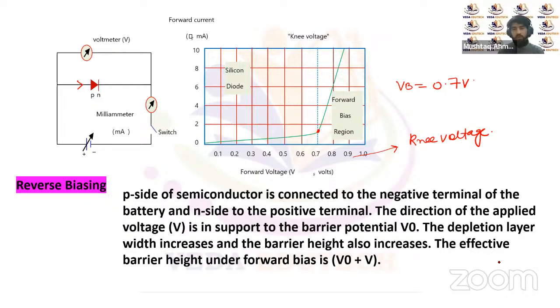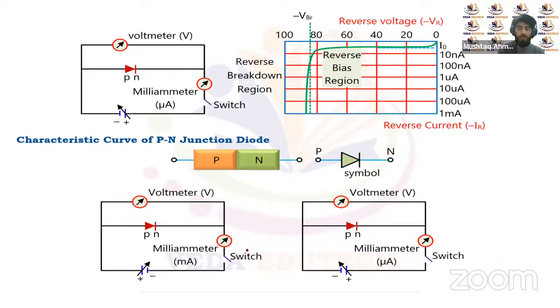Now, what will happen because of the reverse biasing? There will be current only because of the minority carriers. There will be no current because of the majority carriers. If V is the applied voltage and V naught is the barrier potential, then the effective barrier height under reverse biasing will be V naught plus V.